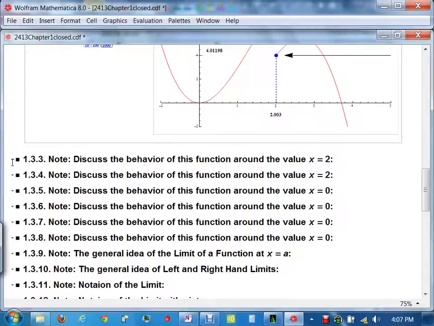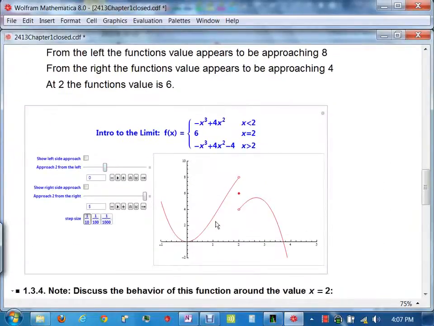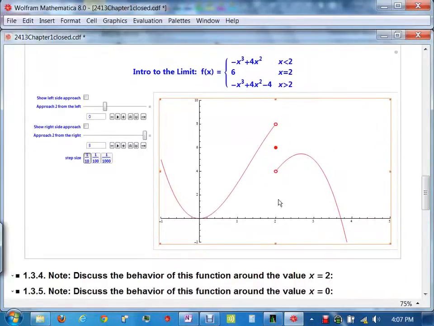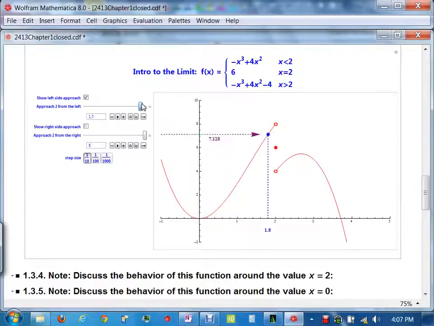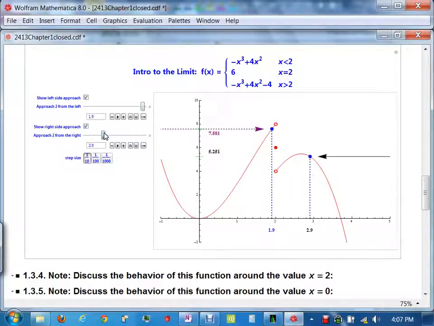All right? How about this one? What is it from the left? Where is it headed? Up to 8, right? Where is it headed from the right? It's approaching 4. Where is it at 2? 6. So from the left it's 8, from the right it's 4, but at 2, college algebra at 2, you get 6.